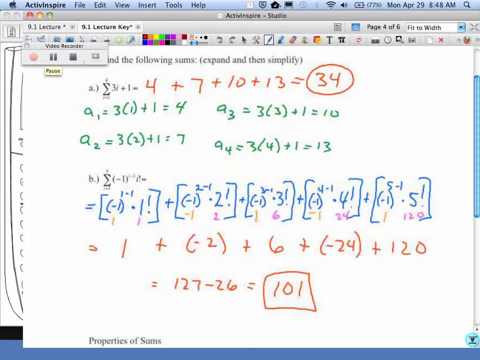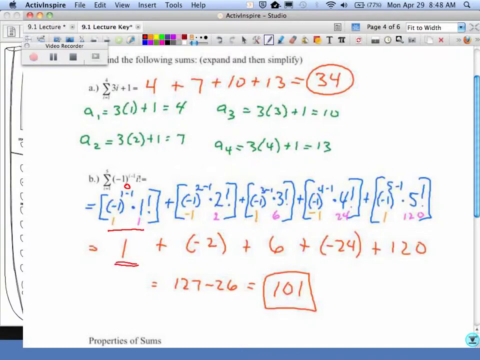So, negative 1 to the 1 minus 1 is really the 0 power. What is negative 1 to the 0 power? 1. 1 factorial is also 1. So what I'm doing right here is writing down the two things that are happening each time, and then you're multiplying. So the very first term would be a 1.